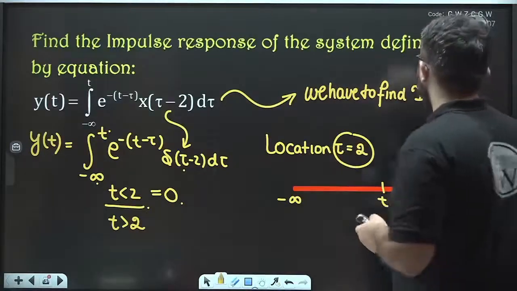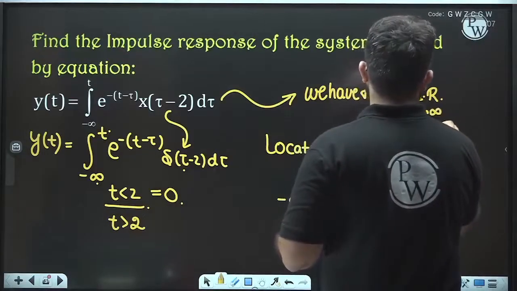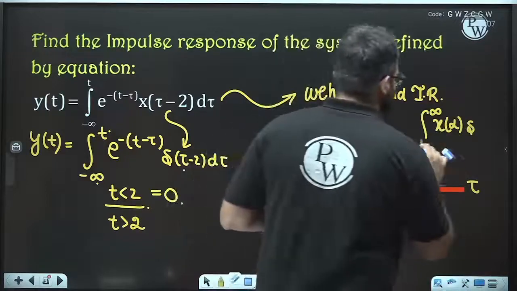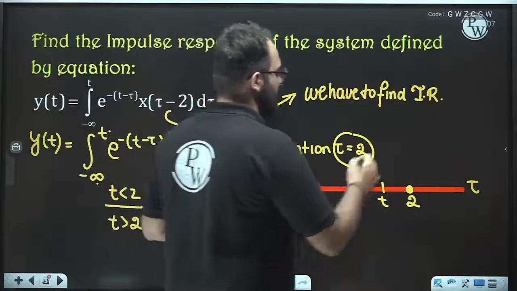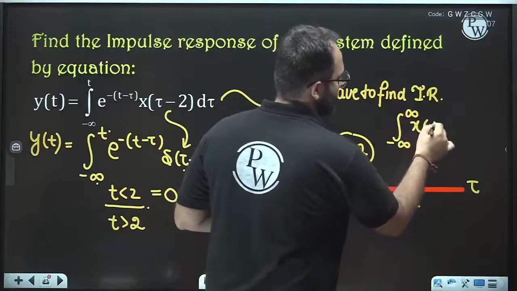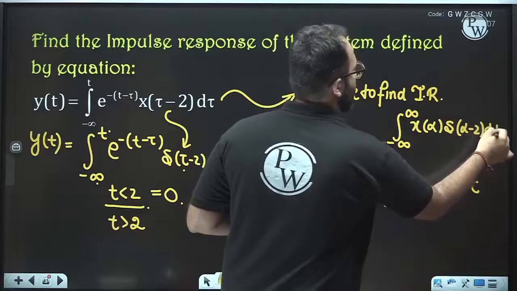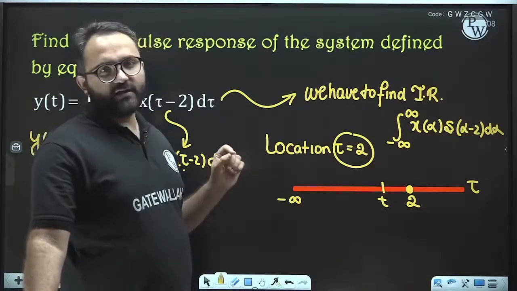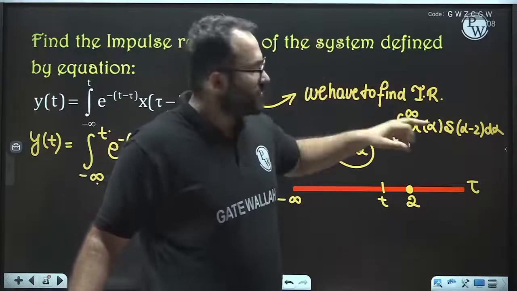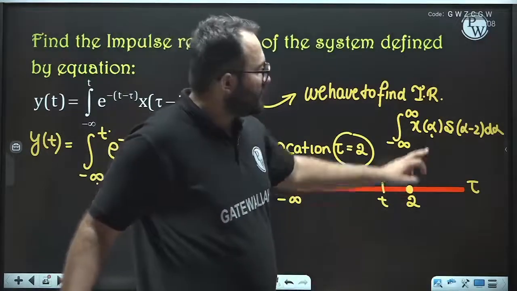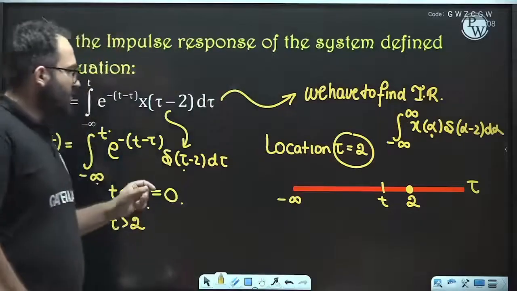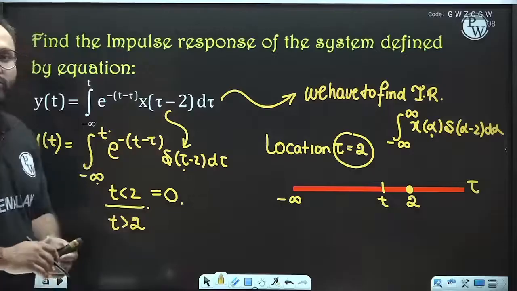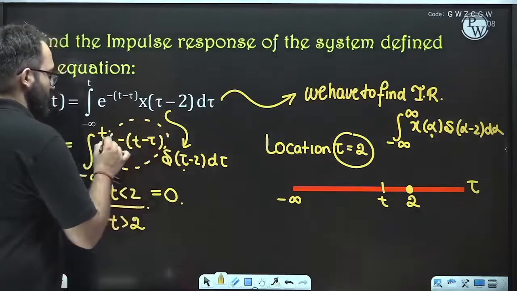And then just to recall, whenever the delta is within the integration limits, let me recall this concept. Suppose this is the integration of x(alpha) delta(alpha minus 2) d alpha. Here the variable is alpha. If the delta is within the integration limit, we simply put alpha equal to 2 in this expression. You all remember that? Same case here also. Here the integration variable is tau. When the delta is within the integration limit, we simply put tau equal to 2 in this expression.